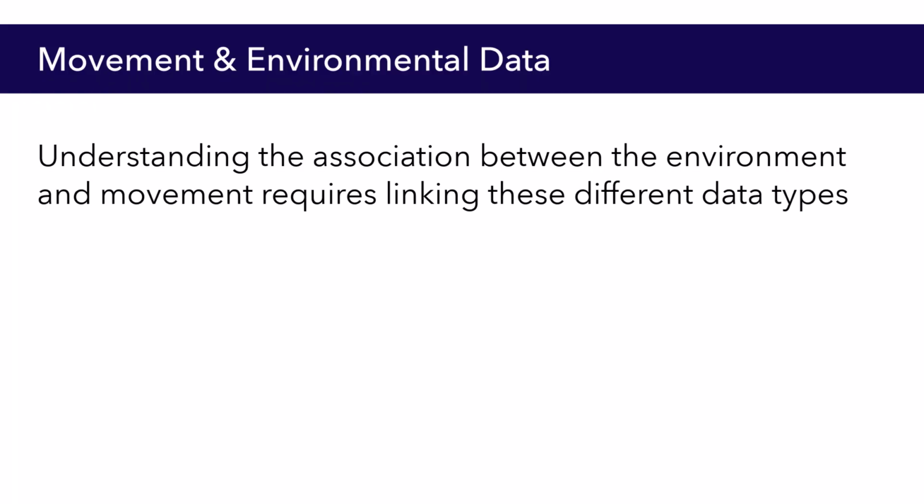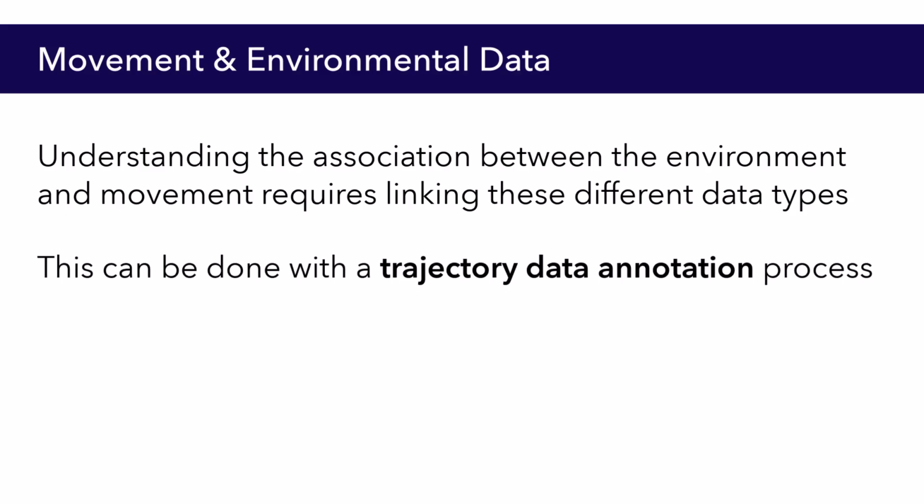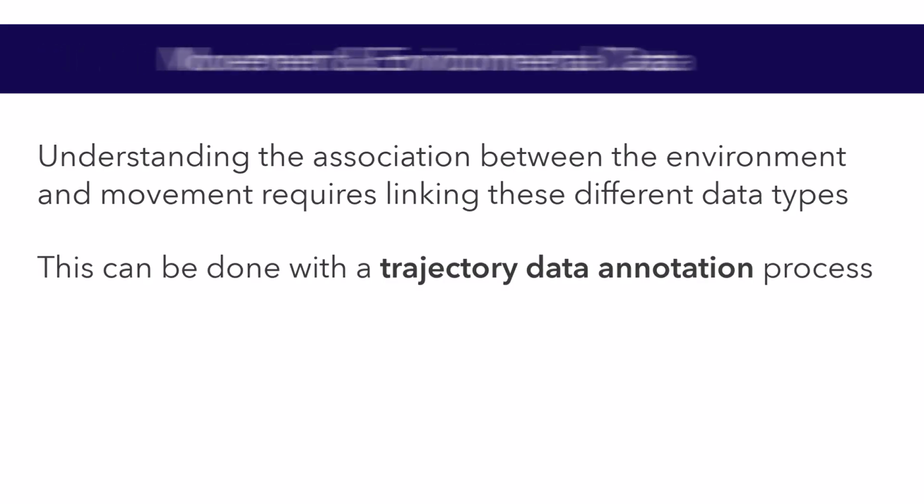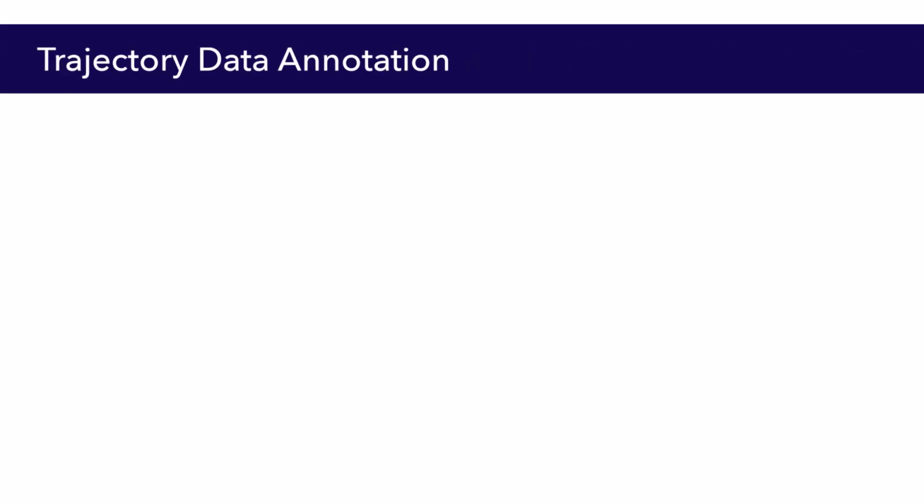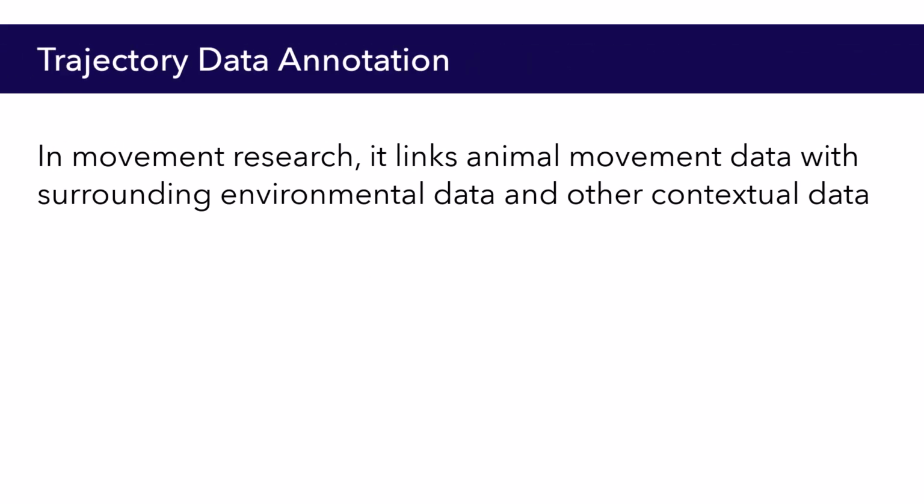To analyze the association between movement and the environment, it is necessary to link movement and environmental data together. One method to achieve this is through a data annotation process. Trajectory data annotation is an important process in movement research, enabling us to link movement data and environmental data and other contextual variables.